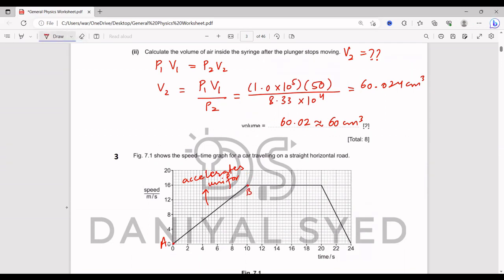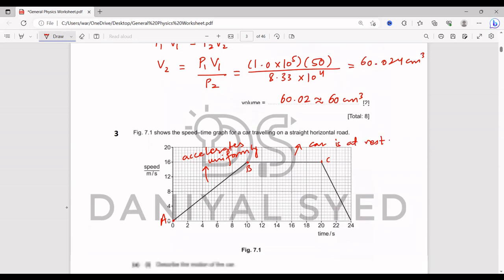This A to B portion shows that the car accelerates uniformly. Uniformly accelerates means constant acceleration. Then the B to C region shows that the car is at rest. And then the C to D region shows that it decelerates uniformly.